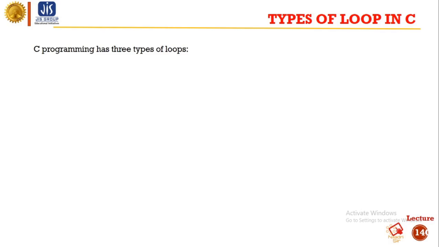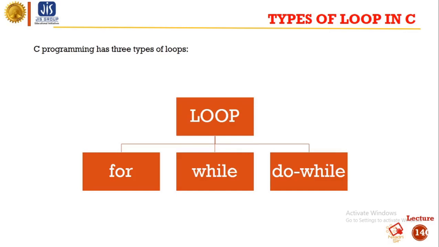Apart from this, there are three types of loops: the for loop, the while loop, and the do while loop. Among these, for and while are entry control loops, and do while is the exit control loop.